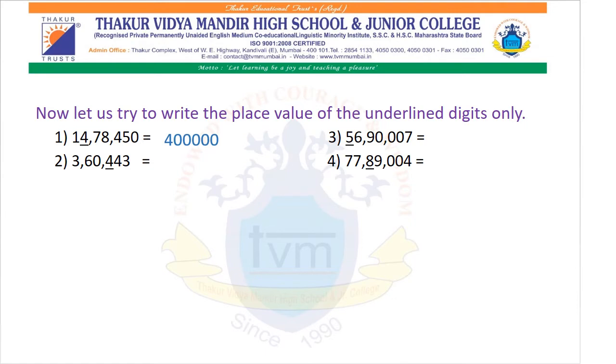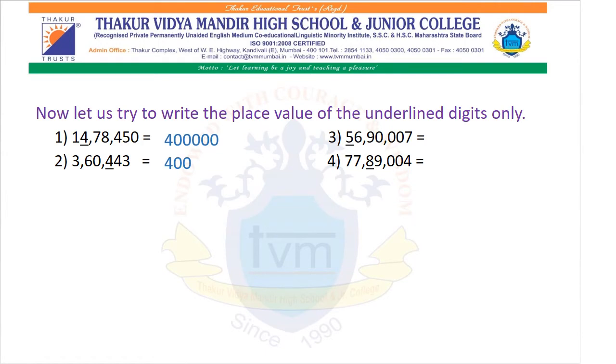Very good. Now second number, it is 3,60,443. The underlined digit is again 4, and this 4 is in which place, children? 100. So the place value is 4 into 100, 400. Correct? Now you can look at the first and second sum. Here also 4 is underlined and there also 4 is underlined. But in the first one, 4 is in lakh position, so place value is 4 lakh. And in second, 4 is in 100 place, so the place value is 400. So digits get their place value according to the place where they are written.